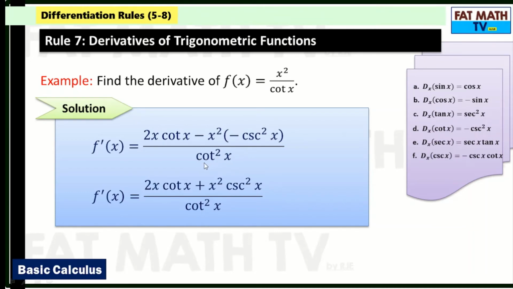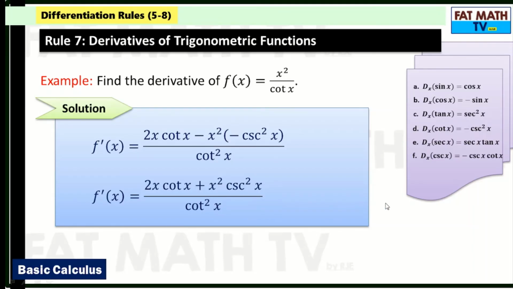The square of cotangent x is cotangent squared x. And then you can have this as 2x cotangent x. And then we have here minus, and then if you multiply this, that's going to be minus negative. So plus x squared cosecant squared x over cotangent squared x.